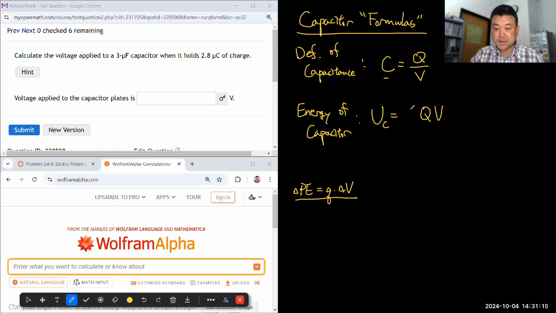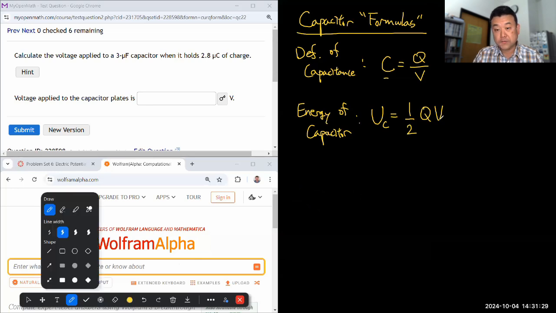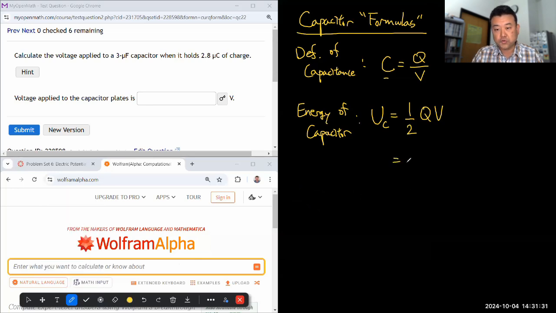And I left a little space up here because I remember there's a factor of 1/2. That comes from doing the integration, and if you're just relying on this, that's the factor you will forget. So it's energy stored on a capacitor. Once you have this form, it can be represented in two other forms using the definition of capacitance, because Q and V are related to each other. So in this form, it makes it appear there are more unknowns than there actually are.